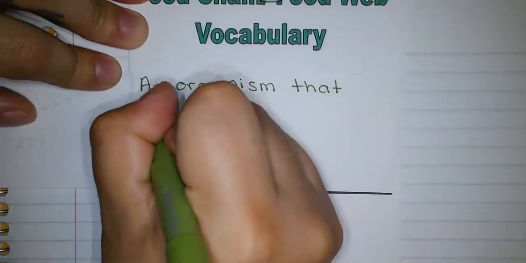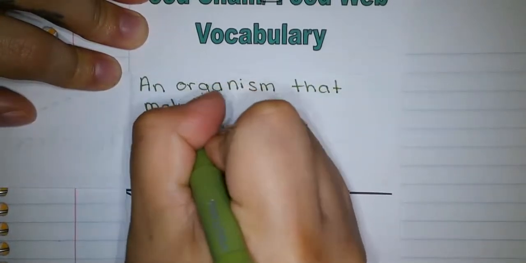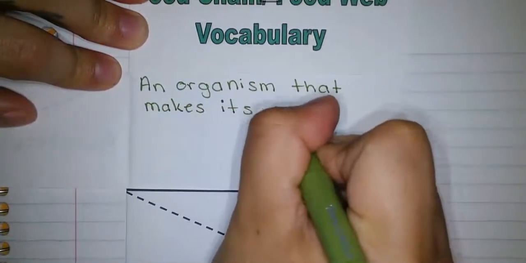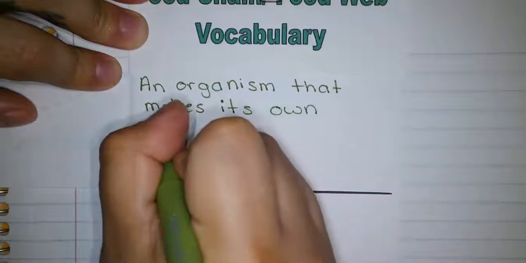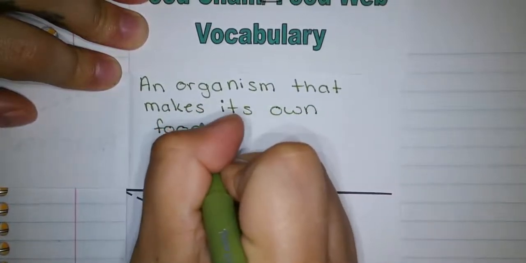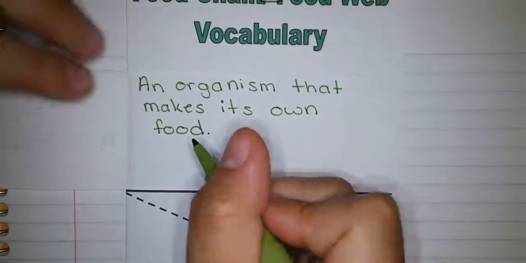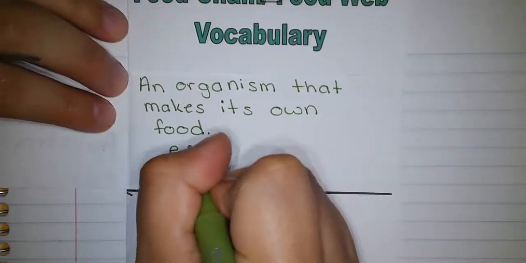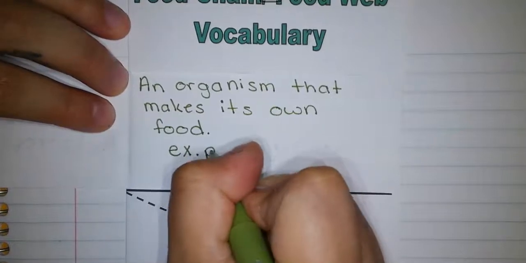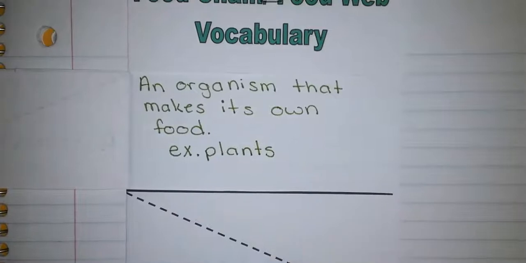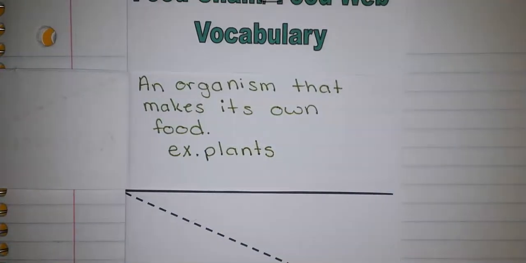that makes its own food. Okay, for example, we have plants. So I'm just going to put example, plants. Okay, so an autotroph is an organism that makes its own food.